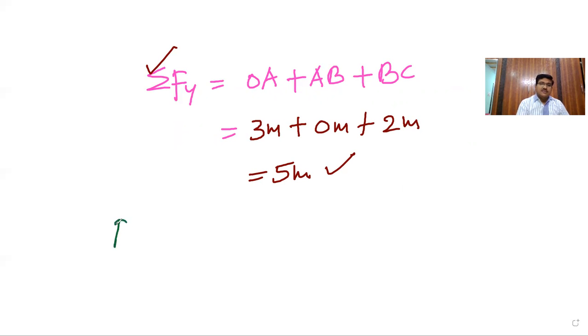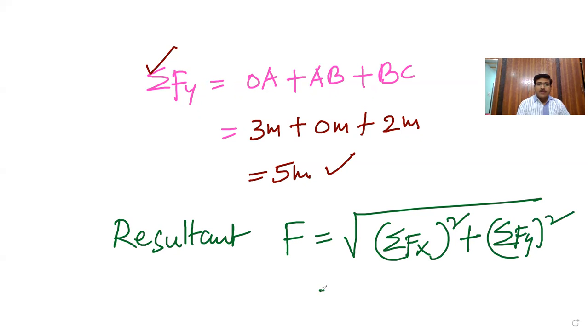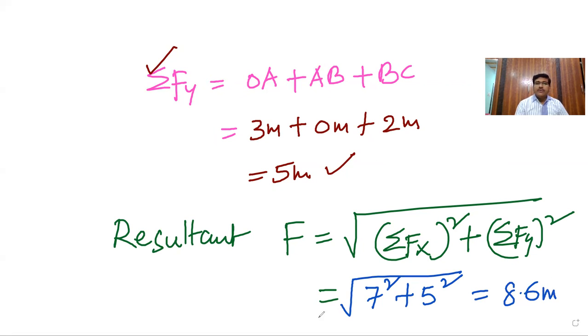Now, what is the resultant? I have shown you the resultant equation. F is the root of sigma Fx squared plus sigma Fy squared, the sum of all components along x squared plus the sum of all components along y squared. Sigma Fx is 7, so 7 squared plus Fy 5 squared, and a root. How much is the magnitude? The magnitude becomes 8.6 meters.